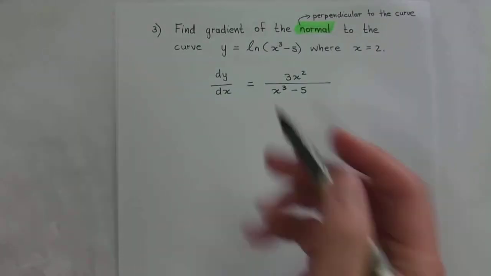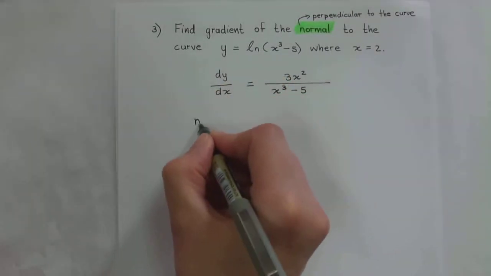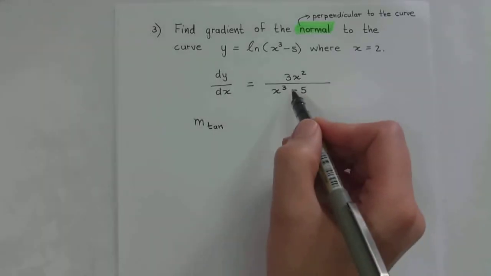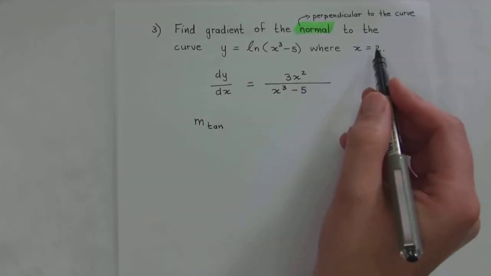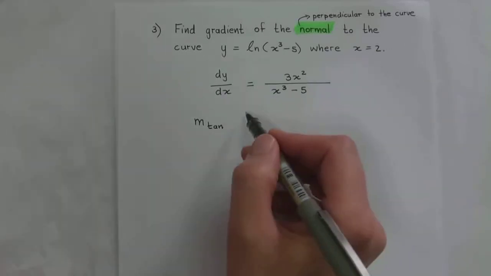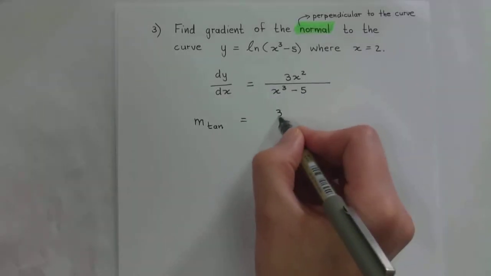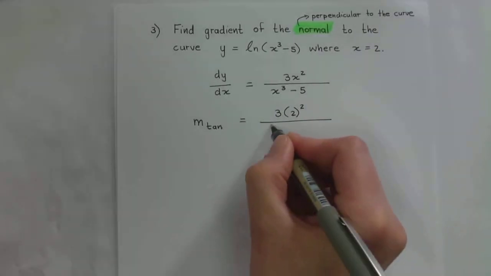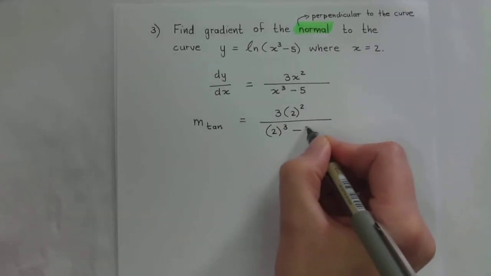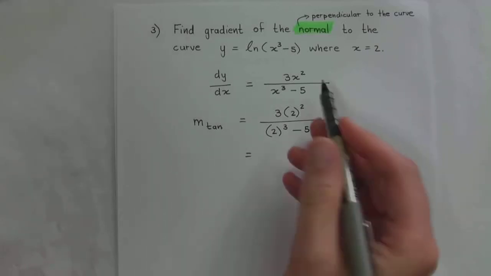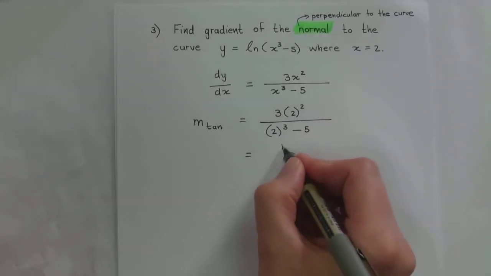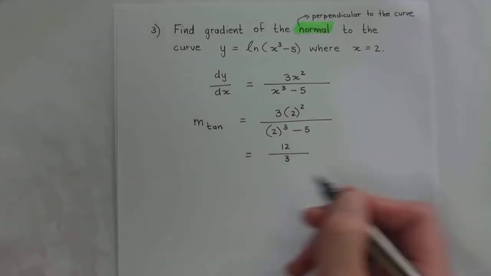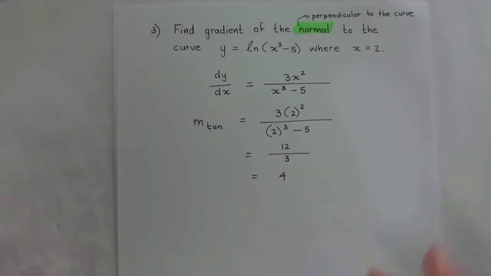Okay, now I'm first going to find the gradient of the tangent, because the gradient of the tangent has exactly the same gradient as the curve at the point where x is equal to 2. So for the gradient of the tangent, I just have to substitute 2 into x. That's going to be 3 times 4, which is 12, over 8 minus 5, which is 3, which means the gradient of the tangent is 4.